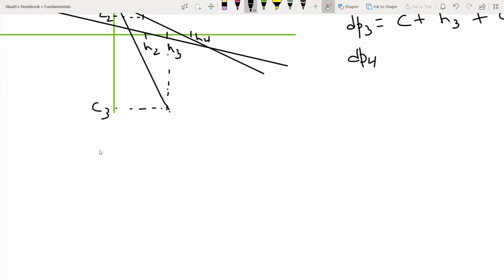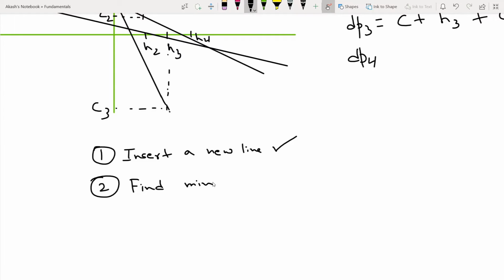The first operation is to insert a new line in a set of lines. So the first operation is to insert a new line. And the second operation is to find the minimum at some value x equals x naught.